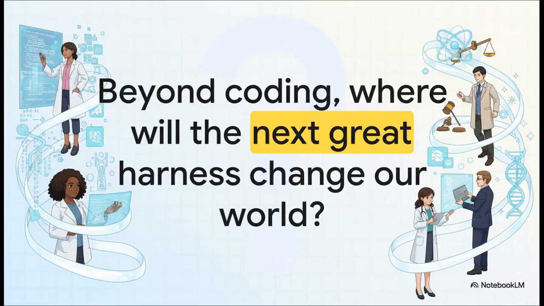And that really brings us to the big takeaway. We've been focused on coding today, but this core idea of building a sophisticated harness around a powerful AI engine is universal. You could apply it to scientific research, law, medicine, anything complex. So I'll leave you with this question to chew on. Beyond coding, where do you think the next great AI harness is going to completely change the game?